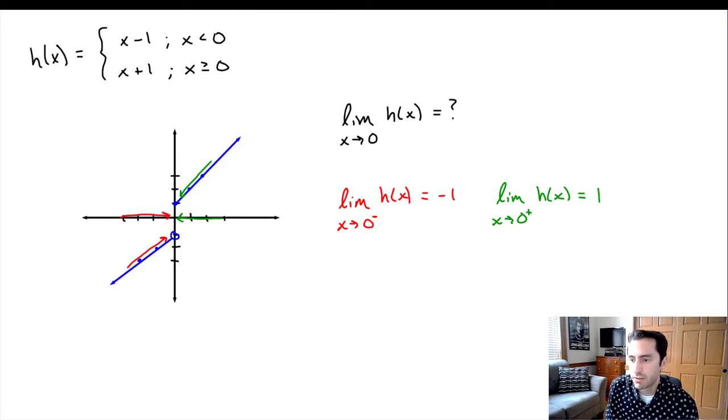So in this case, our two limits coming from either side of our function don't approach the same number. And if that's the case, we say that the limit does not exist.